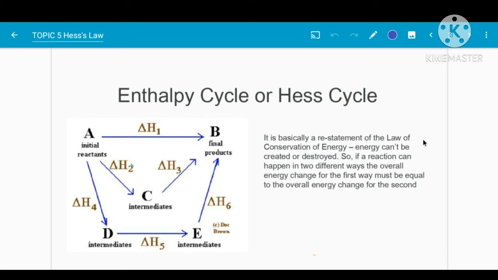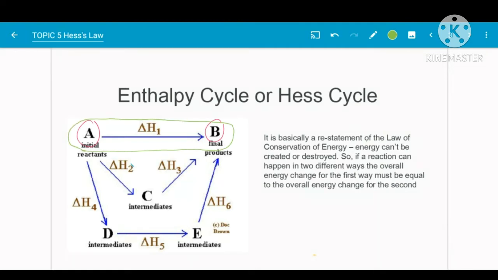Okay, in this case, we have a reactant. We know that a chemical reaction has reactants and final products. A is the reactant and B is the final product. This is called the main route.